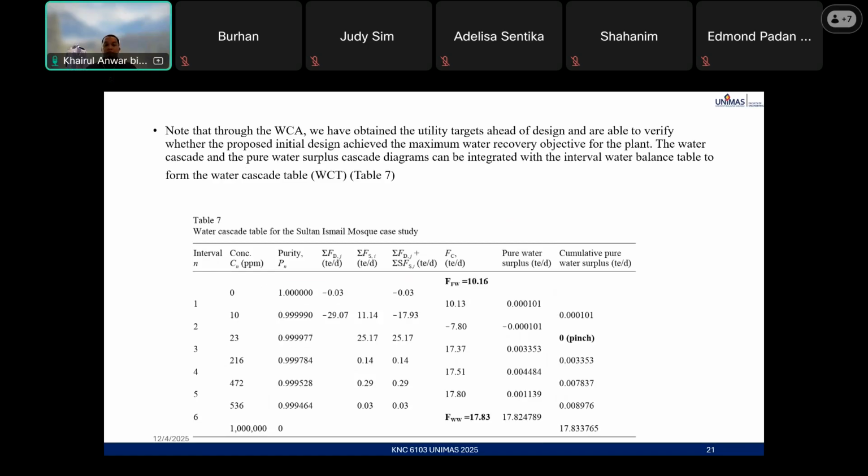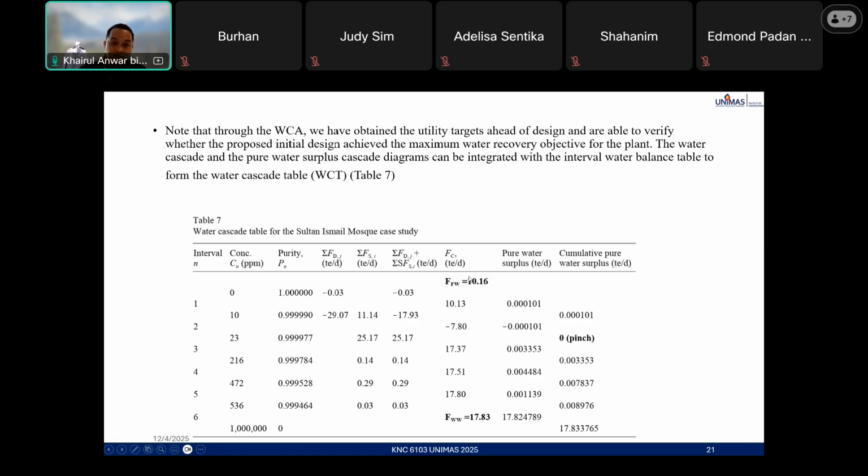Note that through the WCA, we have obtained the utility target ahead of design, and are able to verify whether the proposed design achieved the maximum recovery objective for the plant. The water cascade, pure surplus cascade diagram can be integrated with the water balance table to form the water cascade table, WCT, table 7. So once we identify this, refer back to table 6, we amend it. So instead, starting from here 0, we have another row here for the fresh water, 10.16 ton per day.